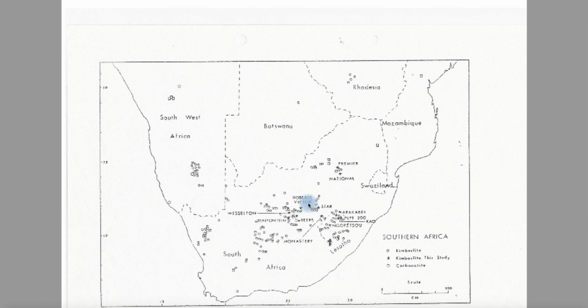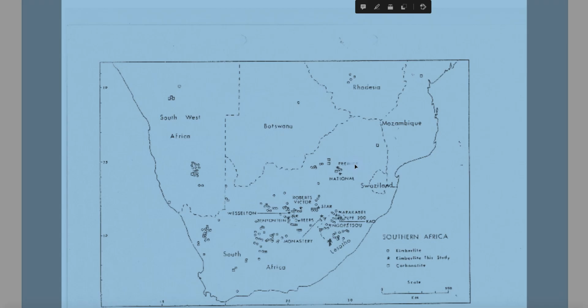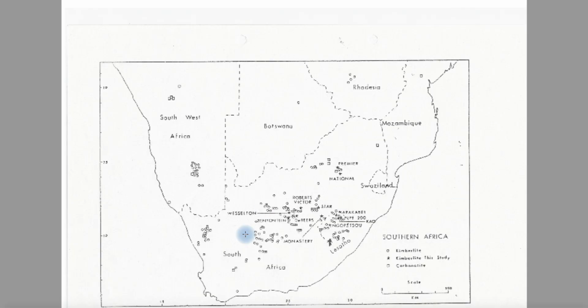You have the Roberts Victor, you have the Premier mine, which is nowadays the Cullinan mine. So the Wesselton, the Lesotho mines, which I showed you, the Monastery, and so on. There are a lot of mines around. But also in Namibia, there are a lot of mines around, and I would be very interested to work on them.